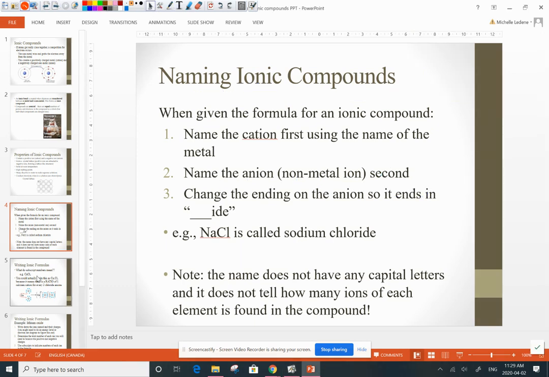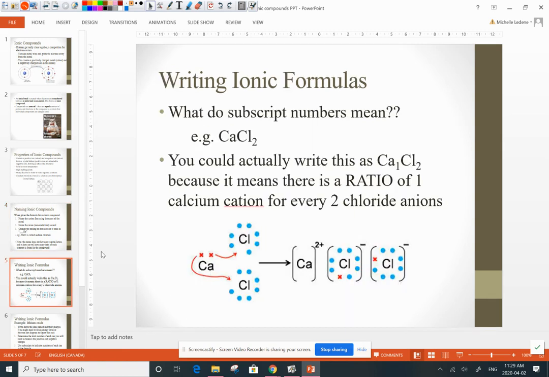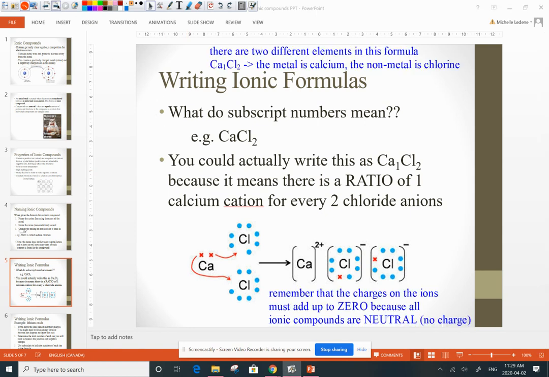Okay, so let's talk next about what we mean by an ionic formula. When we look at our example here, CaCl2, what does that actually mean, this CaCl2? Well, it means that there are two different elements in this formula. The metal, the one listed first, remember we always write the metal first, and it's saying that there's one of them. We don't write that because, honestly, we're lazy, scientists don't write it.